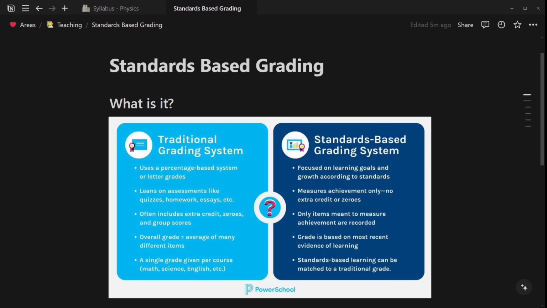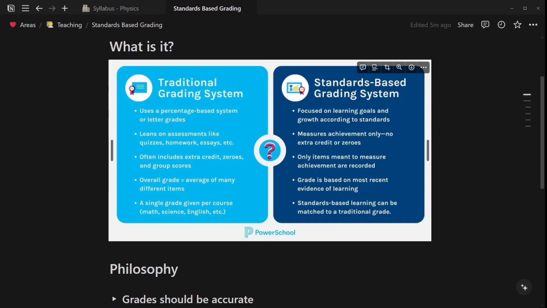This class will be taught using a standards-based grading method, which is not your usual grading method. So let's take some time to understand what standards-based grading is and why it has an advantage over the traditional grading system that we're all familiar with. So first, what is standards-based grading?